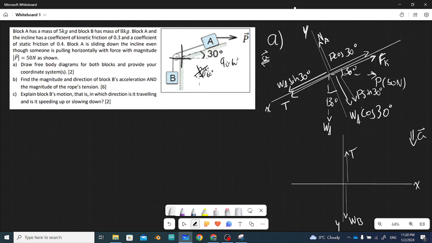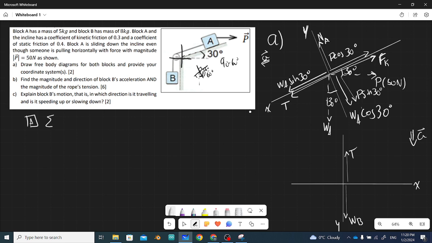So we have to draw a free body diagram. That was done. And find the magnitude and direction of block B's acceleration and the magnitude of the rope's tension. So that's what our equations. I'm going to write them over here. So we'll do the equations for A first.